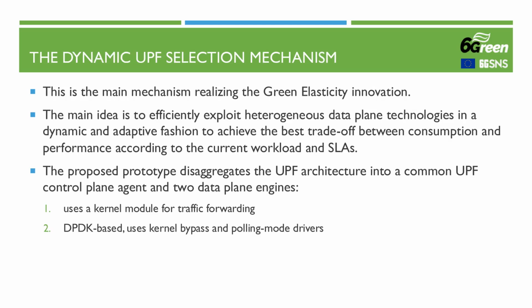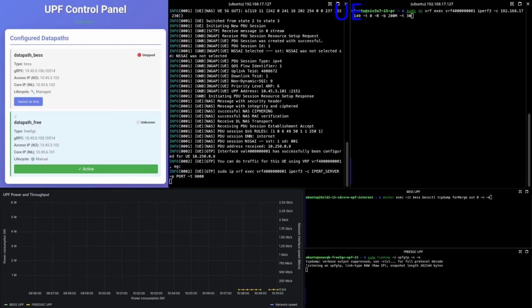The main mechanism realizing the green elasticity innovation and presented in this video is the dynamic selection of the user plane function. The proposed prototype involves a common UPF control plane and two data planes offering different performance-consumption trade-offs. In this demonstration, we have two data paths configured. The first one is BESS, which is DPDK based, and the second one is the Free5G data path, which is based on a kernel module for packet forwarding.